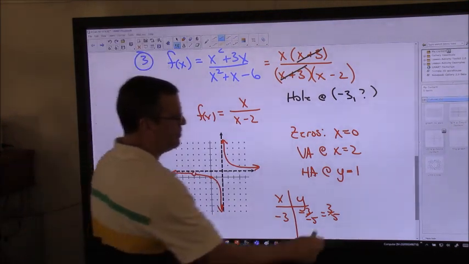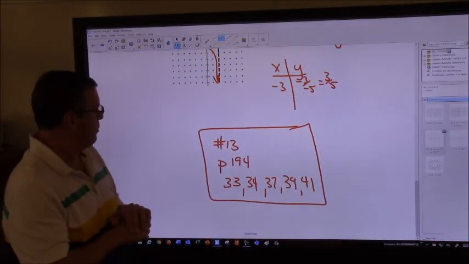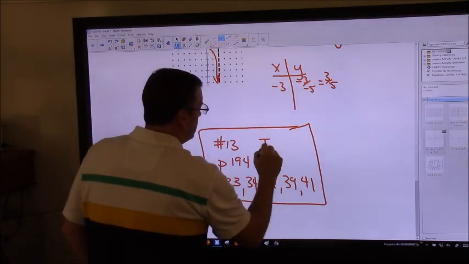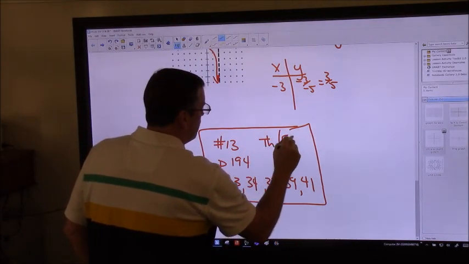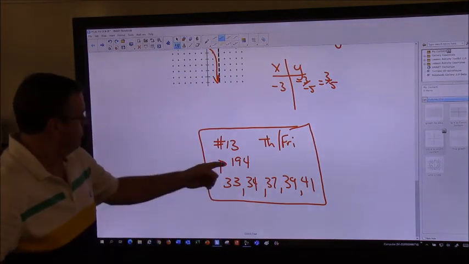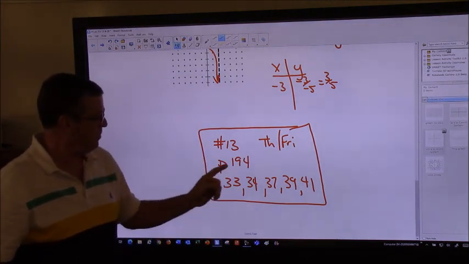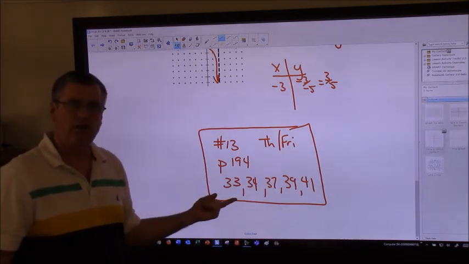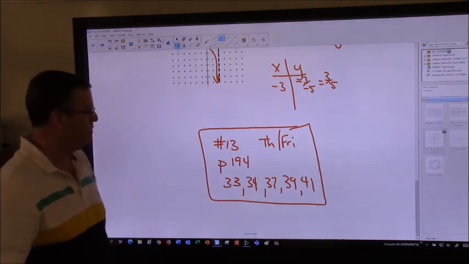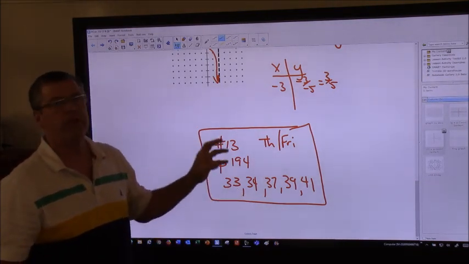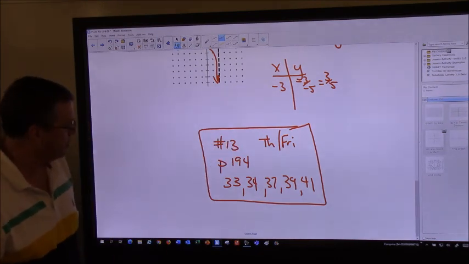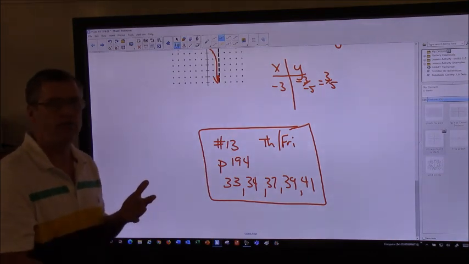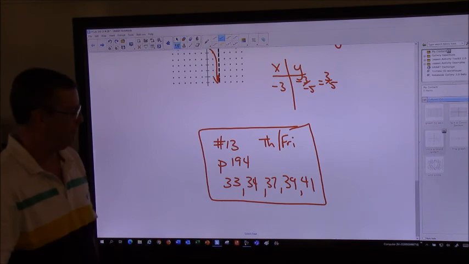All right, so let me get you guys a homework assignment. All right, so here it is. This is the end of week 13. This is our Thursday, Friday segment. We're doing page 194, 33, 34, 37, 39, and 41. These take a little longer, so we're not going to have as many problems to do, but important ideas. We want to make sure that we get all of this stuff, all right? How to find asymptotes, how to find zeros, how to find a hole in the graph, how to get all that stuff drawn into a picture.